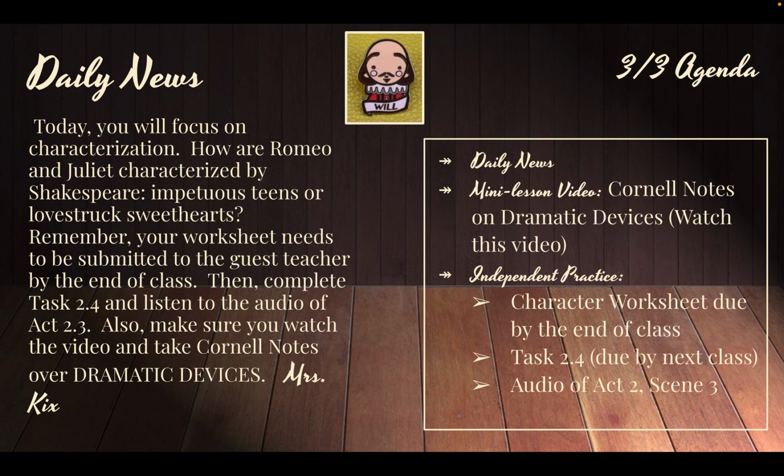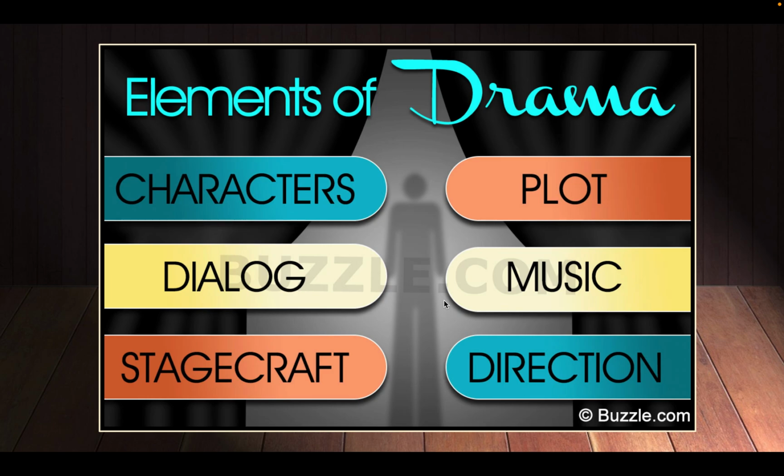Let's start with your Cornell notes just briefly. I need you to write down these elements of drama. There are 6 elements of drama that you're going to jot down. Drama is stage production. That can also include film and theater, but anytime theater occurs, these are some of the elements that are brought into the drama.